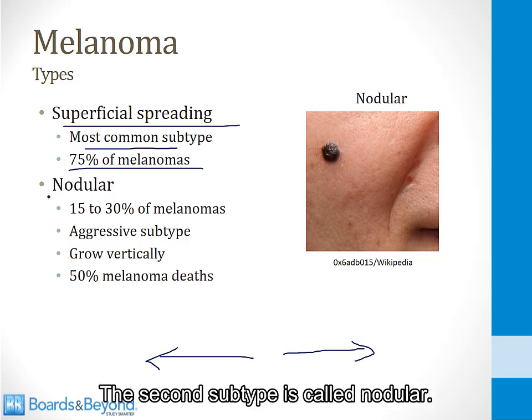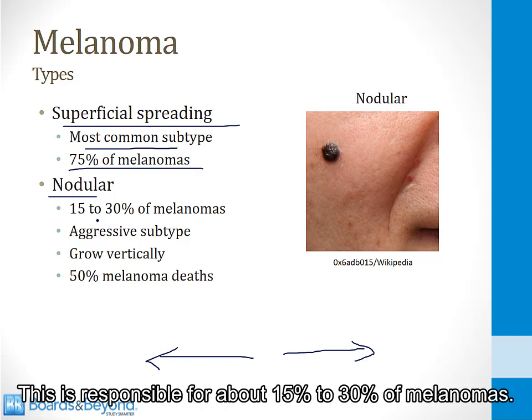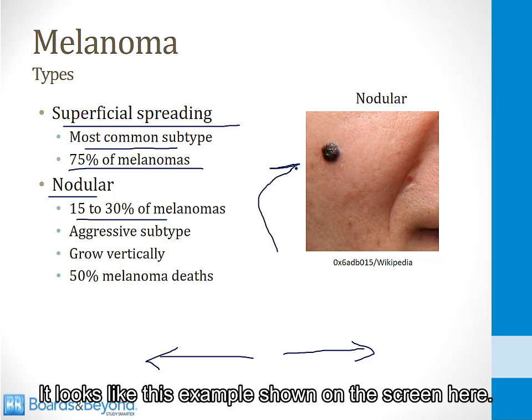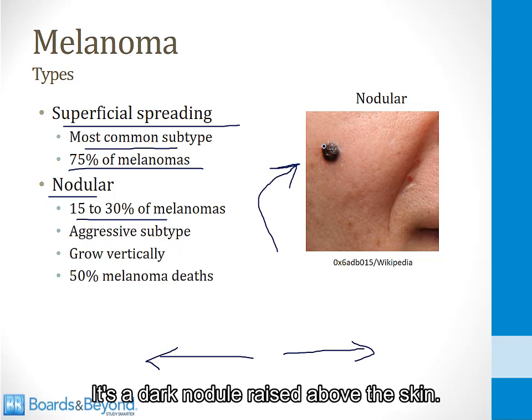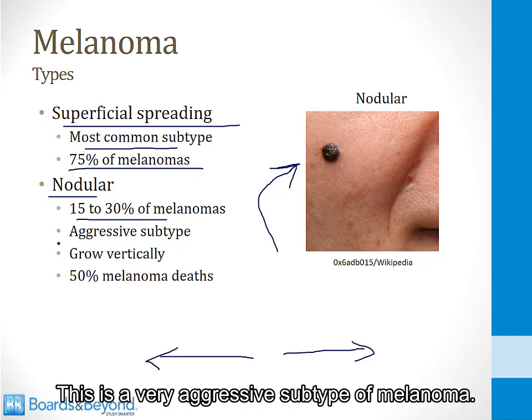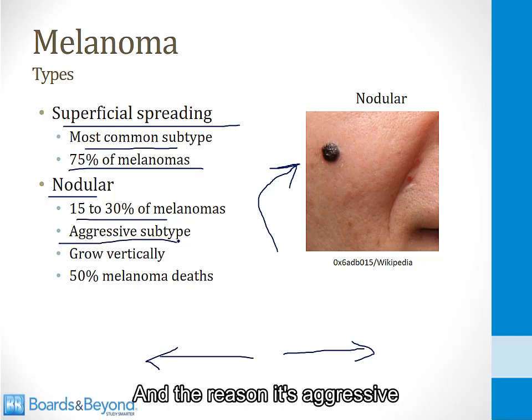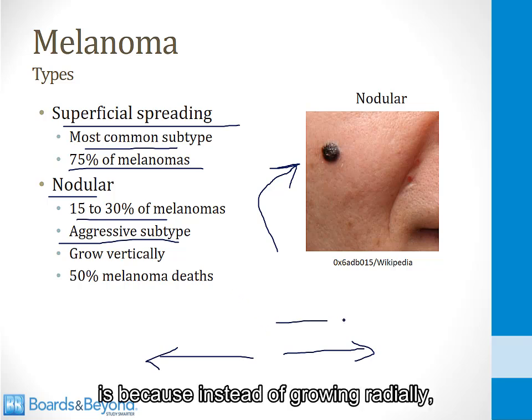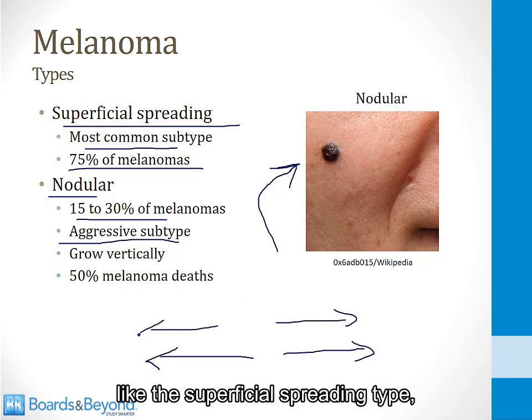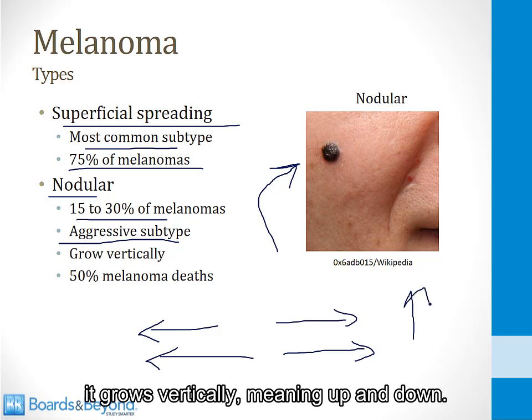The second subtype is called nodular. This is responsible for about 15 to 30% of melanomas. It looks like this example shown on the screen here. It's a dark nodule raised above the skin. This is a very aggressive subtype of melanoma, and the reason it's aggressive is because instead of growing radially, like the superficial spreading type, it grows vertically, meaning up and down.